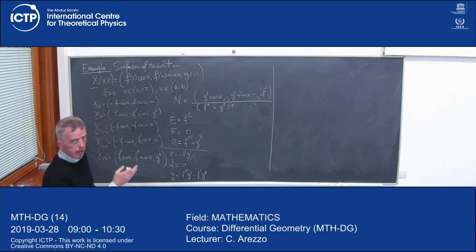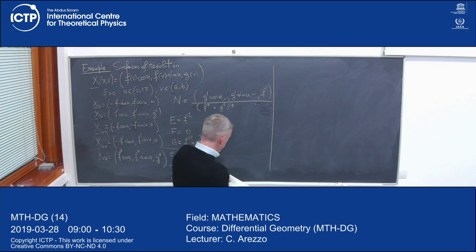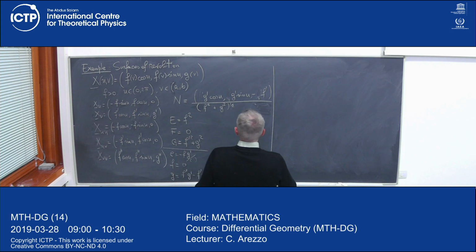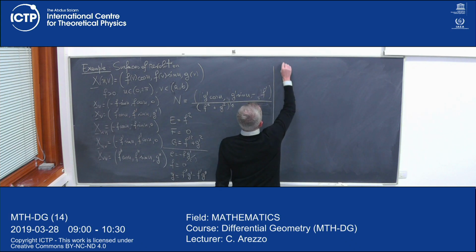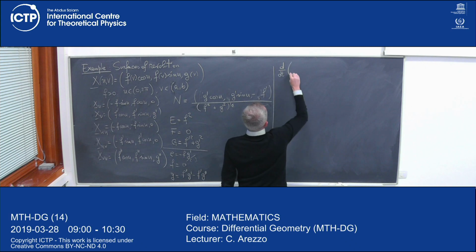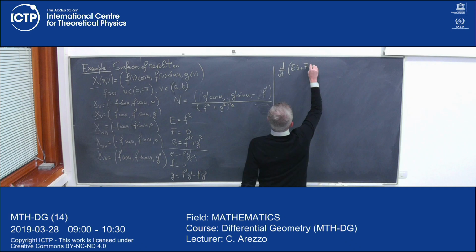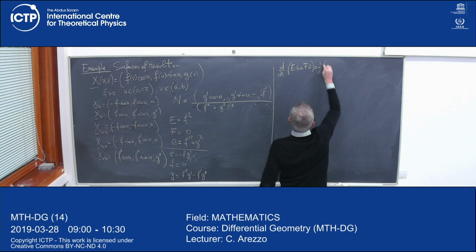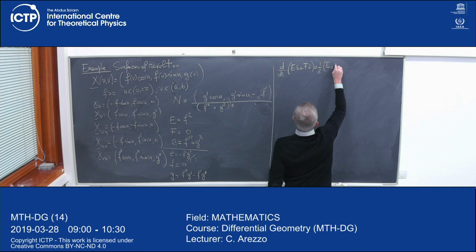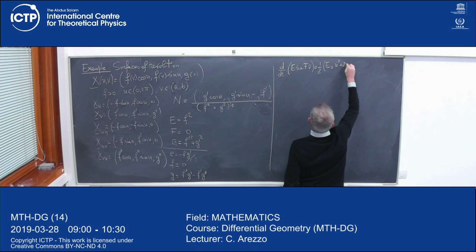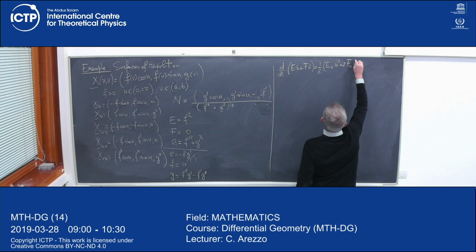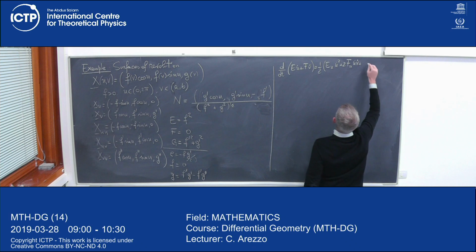Remember, it's d/dt of (E u dot plus F v dot) equal to 1/2 blah blah blah. No? Actually, let me rewrite it. So it's d/dt of (E u dot plus F v dot) is equal to 1/2 (E_u u dot squared plus twice F_u u dot v dot plus G_u v dot squared).